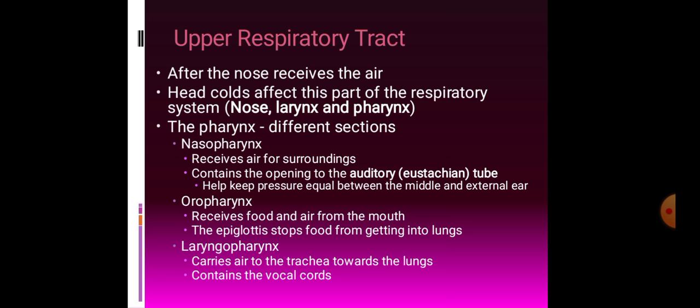Then the oropharynx is the region responsible for the intake of air and the intake of food through the mouth. The epiglottis, which is present in the oropharynx, is particularly used to prevent food from getting into the lungs. Next is the laryngopharynx. This is the area present before the trachea, which carries the air to the trachea towards the lungs, and it also contains the vocal cords.